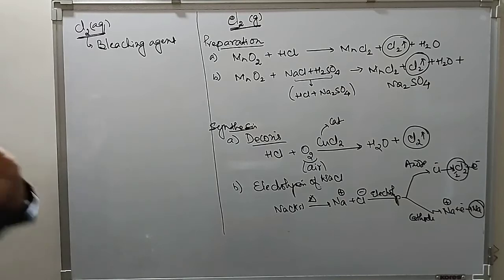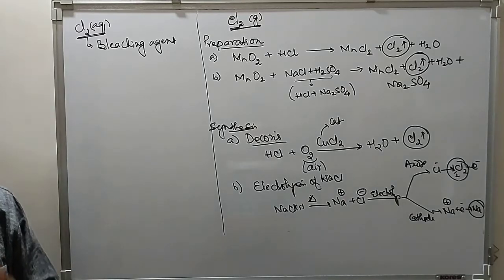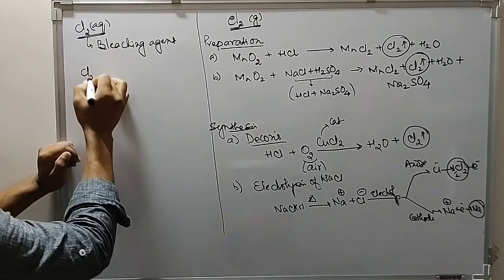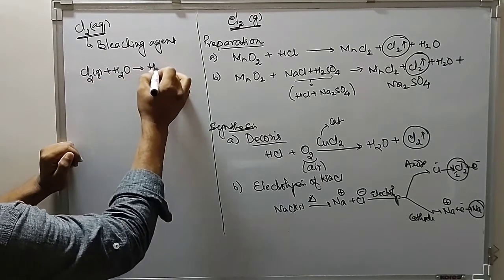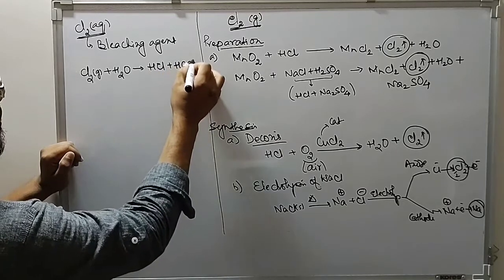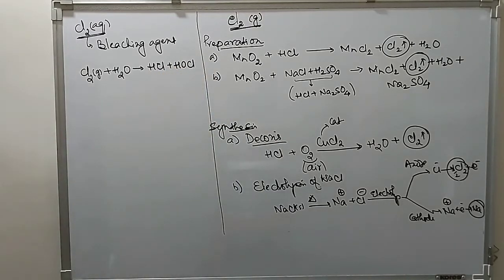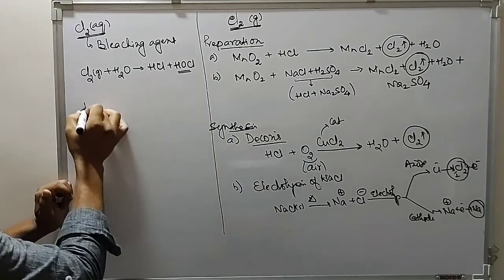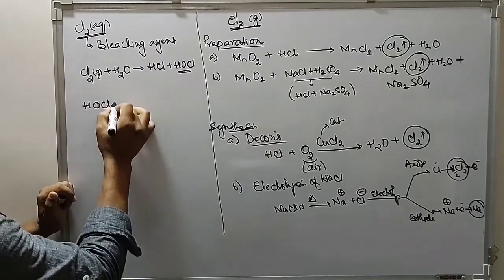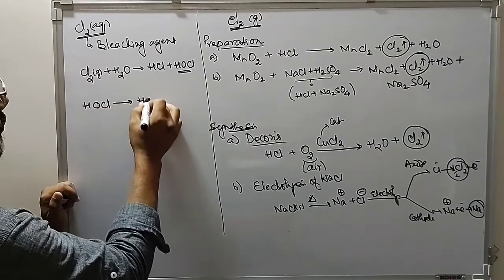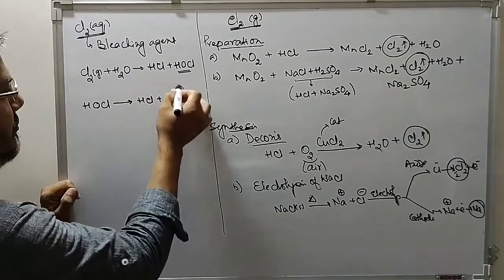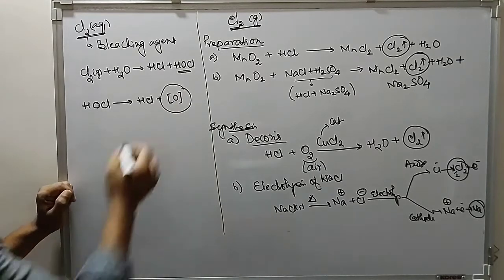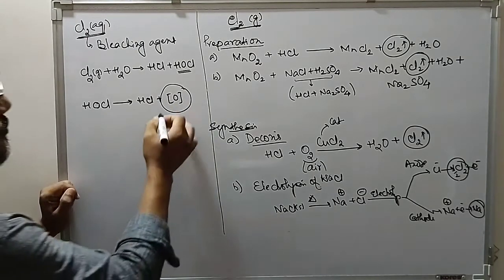So look at this. Let's see why aqueous chlorine is a powerful bleaching agent. The reason is that chlorine gas, when dissolved in water, gives you HCl and HOCl, hypochlorous acid. This HOCl, being unstable, decomposes to give you HCl, and active or nascent oxygen is formed. This nascent oxygen, being a very strong, powerful oxidizing agent, shows bleaching property.